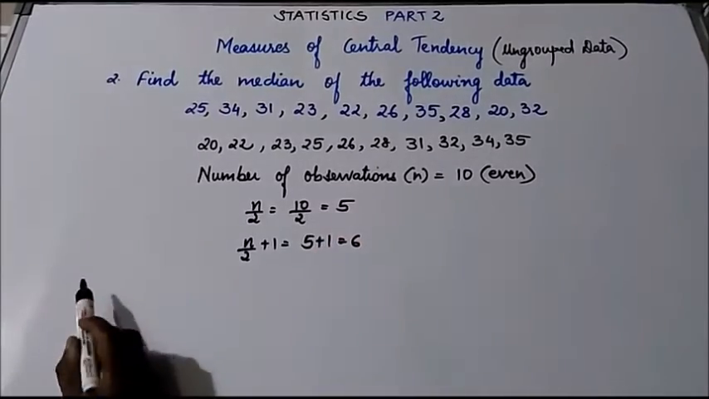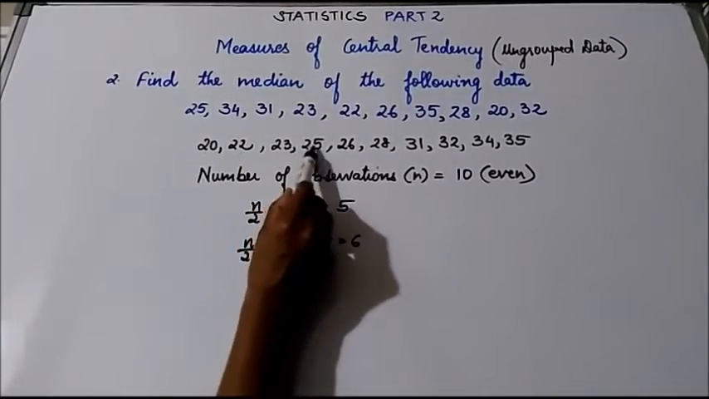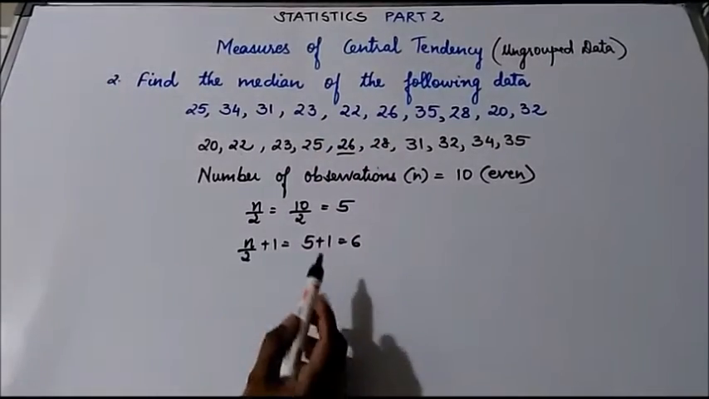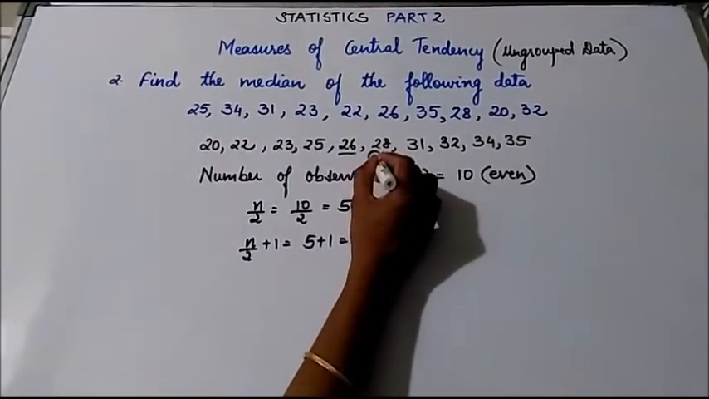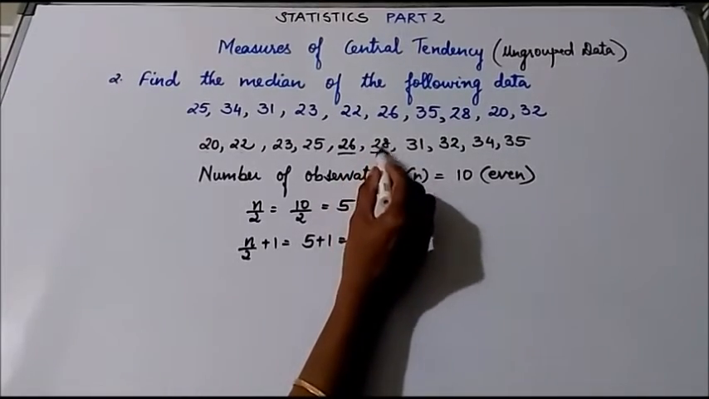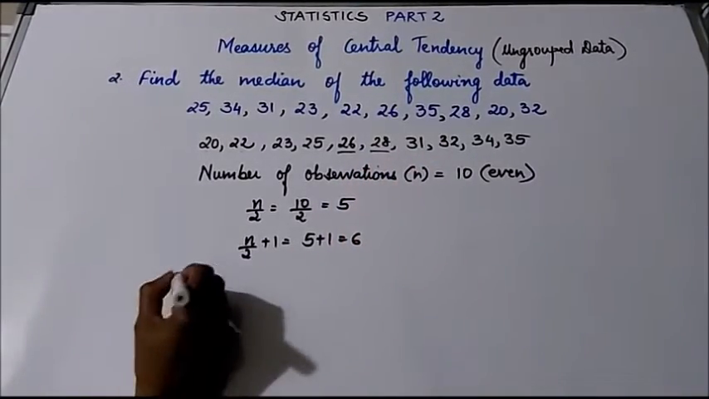Now let us find which is the 5th observation. 1, 2, 3, 4, 5. This is the 5th observation. 26 is the 5th observation, and the 6th observation is 28. Now we have to find mean of 26 and 28. That will give us the median.